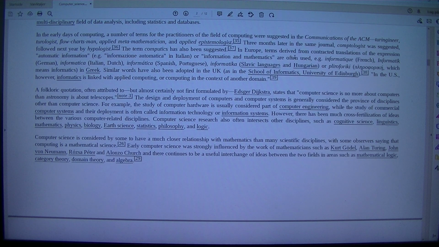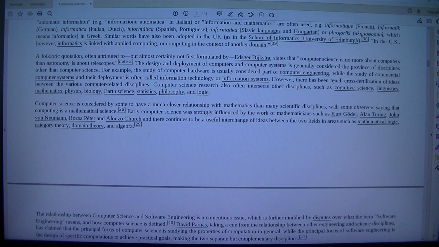In Europe, terms derived from contracted translations of the expression automatic information, for example informazione automatica in Italian, or information and mathematics are often used. For example informatique in French, Informatik in German, informatica in Italian, Dutch, Spanish, Portuguese, Slavic languages and Hungarian, or plirophoriki, which means informatics, in Greek. Similar words have also been adopted in the UK, as in the School of Informatics, University of Edinburgh. In the U.S., however, informatics is linked with applied computing, or computing in the context of another domain.